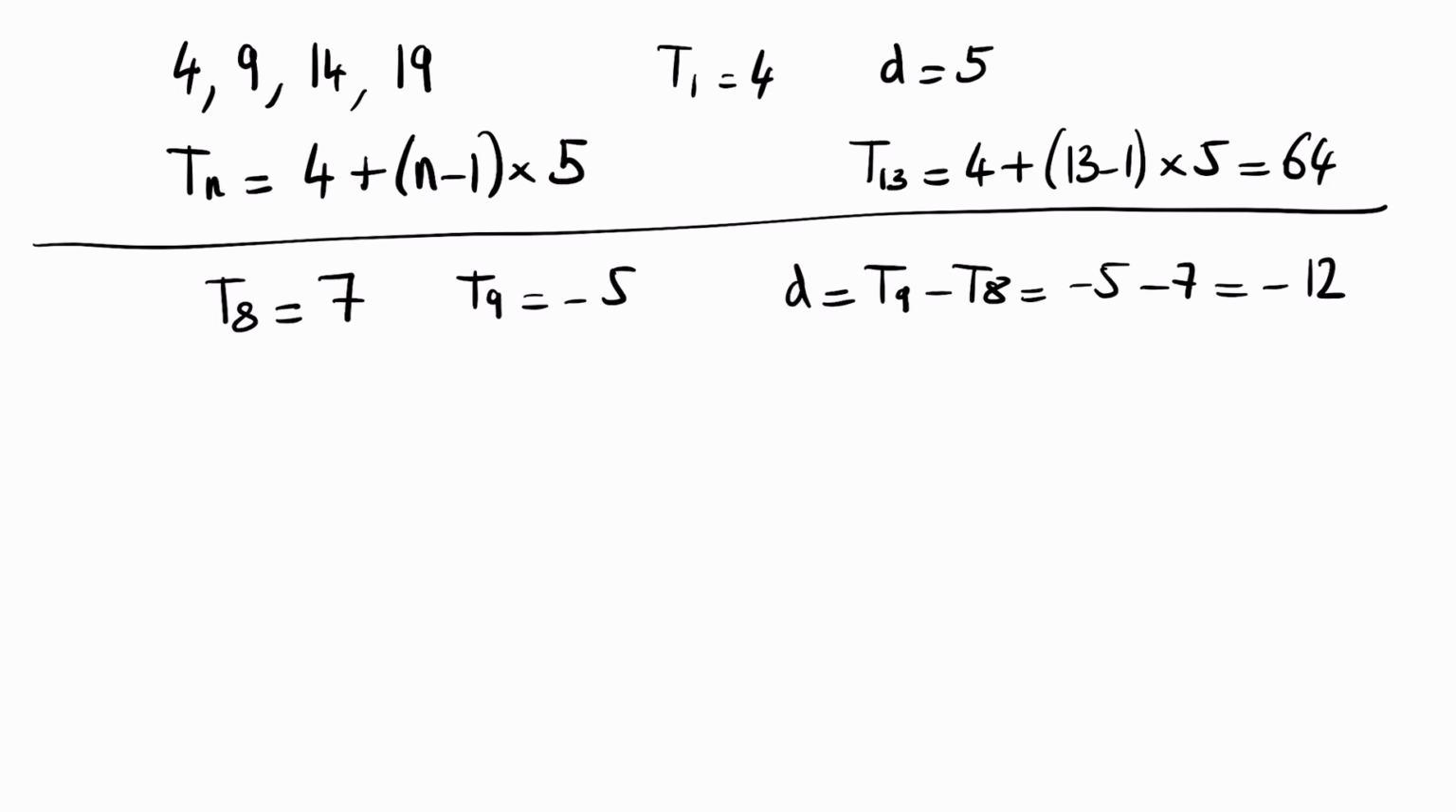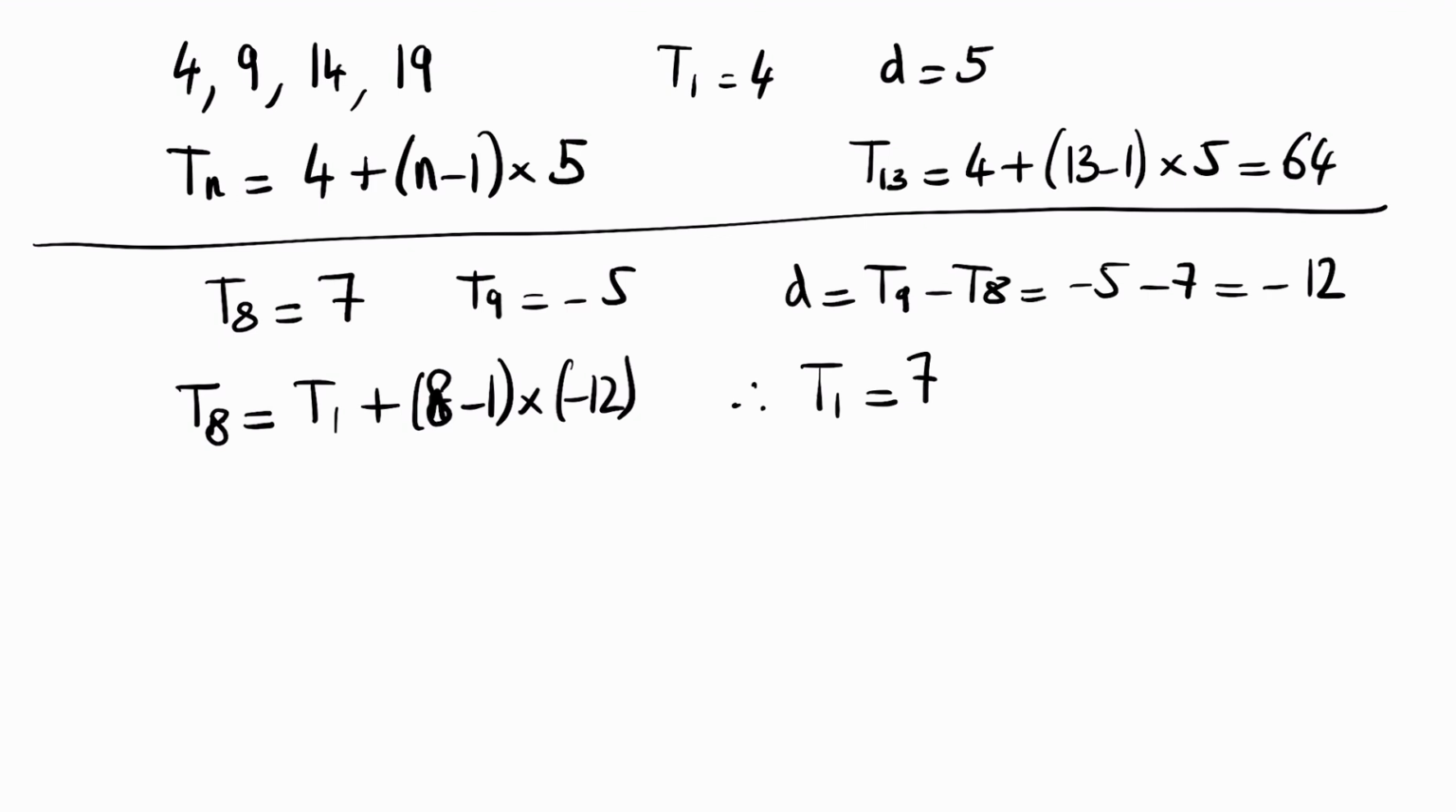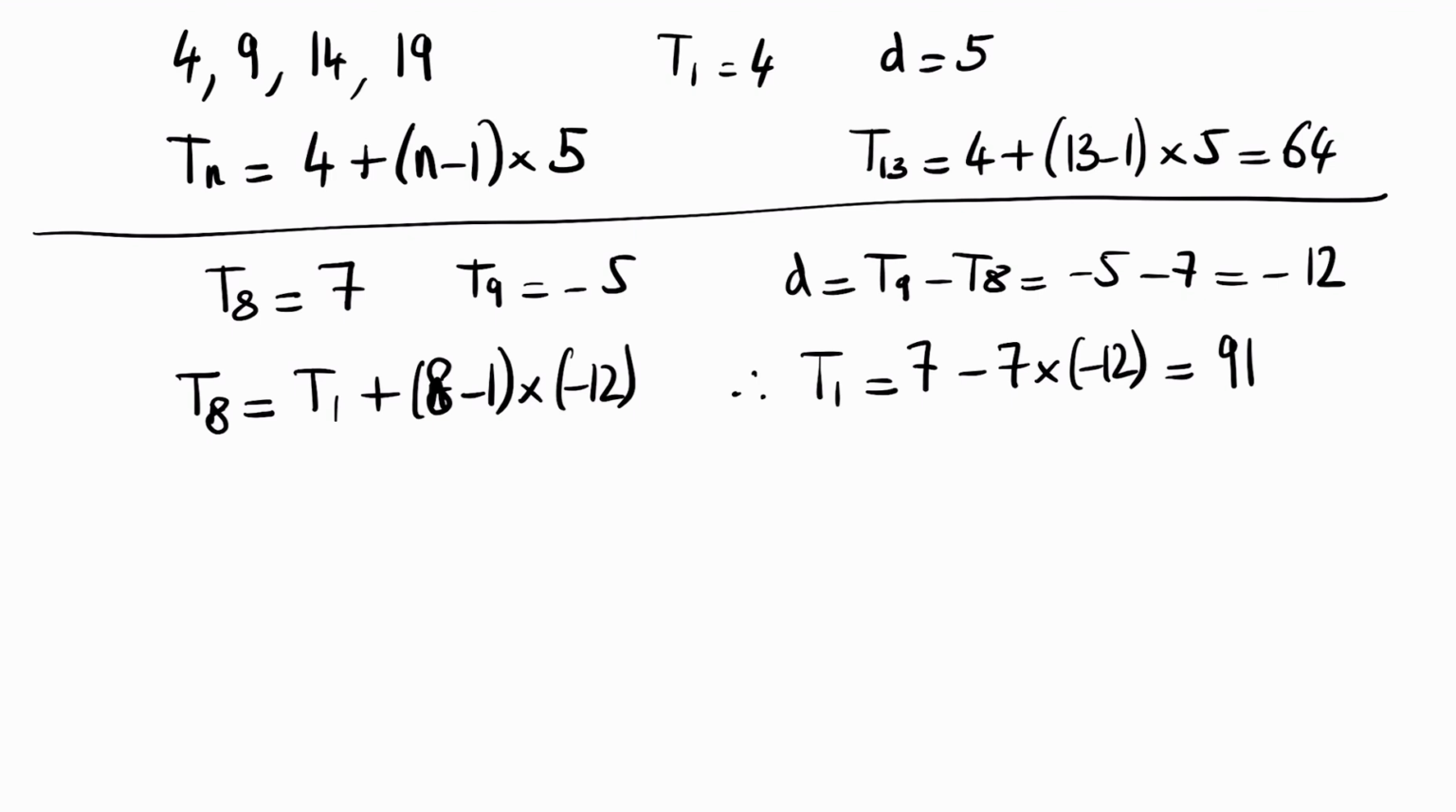Right. And so, for example, what is the first term in that case? Well, we know that T8 is equal to T1 plus (8 minus 1) times the common difference, which is minus 12. So therefore T1 is equal to T8, which is 7, minus 7 times minus 12, which therefore is 91. Am I right? Yeah. Right. Okay. Yeah.